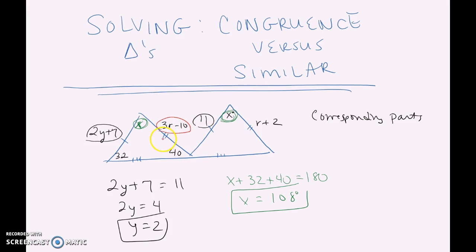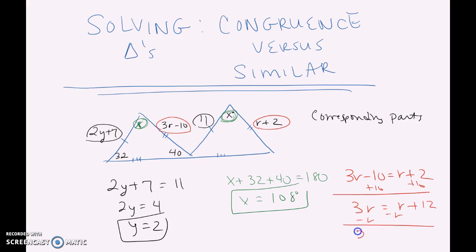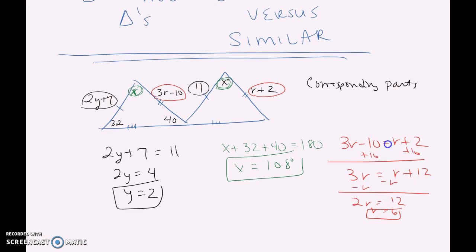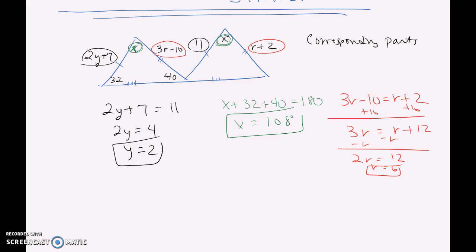So r has two dashes here, so I compare it to the one that has two dashes over here. They are congruent corresponding parts, which means I can set them equal to each other. And whenever I do that, I'm just going to solve for r. So let me add 10 to both sides. R plus 12, and then let me subtract r to get them together. So 2r equals 12, so r equals 6, right? Okay, so r equals 6. So now I have my first congruent type picture set up.